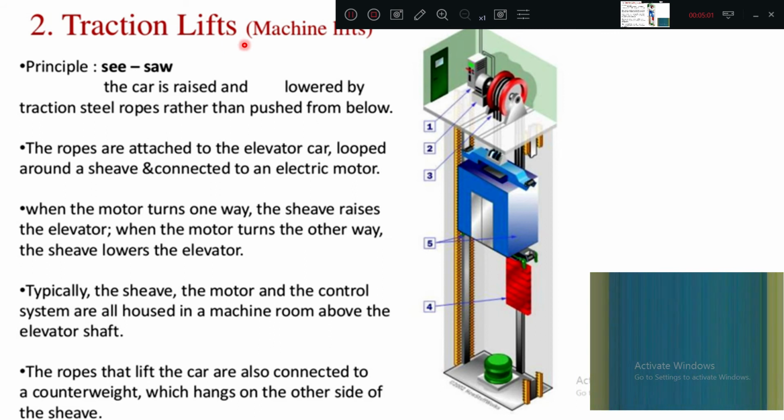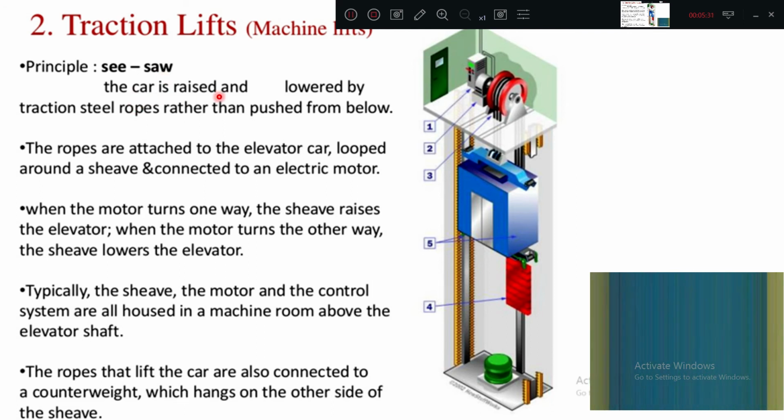Traction lift. What are the basic components here? See here, the cab, its door, moving track, the counterweight, red is the counterweight, this is the buffer, rope, sheaves, the platform, the motor, this is called the machine room, and this is called the electrical panels, and the rest. Generally, we call this the seesaw principle.